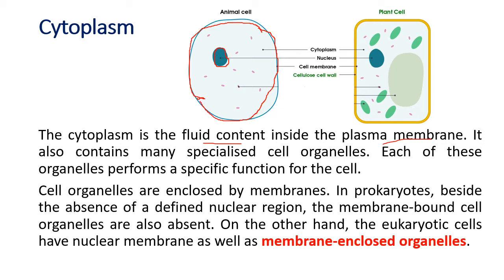And you can see the small red dot-like structures, and here the green structures. They are the specialized cell organelles. Each of these organelles performs a specific function for the cell. Now, when you observe the cell under a microscope, there is an activity mentioned earlier.